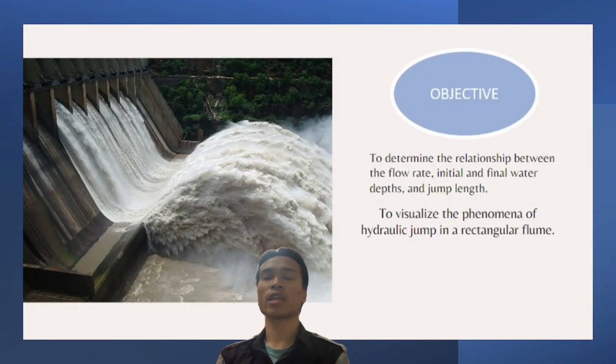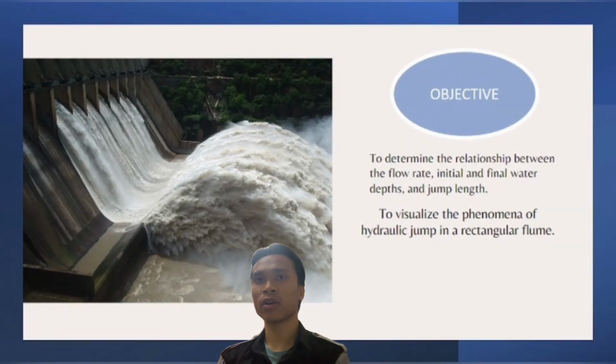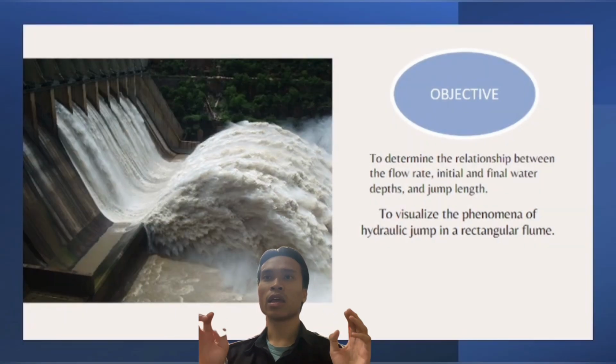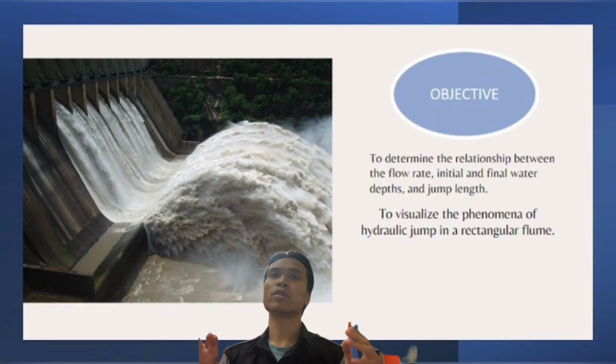So, the objectives for this mini project: first, to determine the relationship between the flow rate, initial and final water depth, and jump length. And another one, to visualize the phenomenon of hydraulic jump in a rectangular flume.